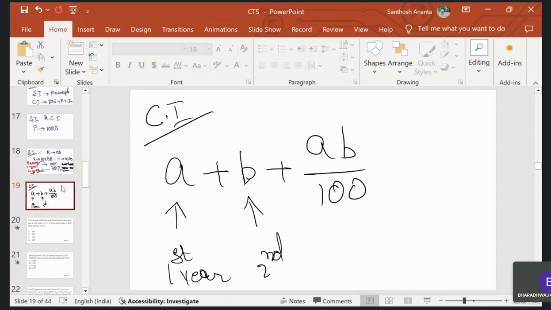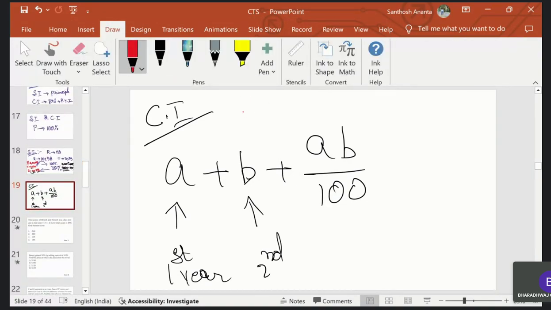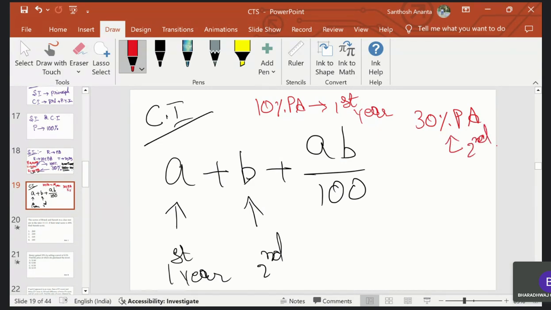Now look here. For example, let us say the rate of interest is 10% per annum for the first year. For the second year, he's changing the interest. Let us say the rate of interest is 30% for the second year. Now what is the overall compound interest?